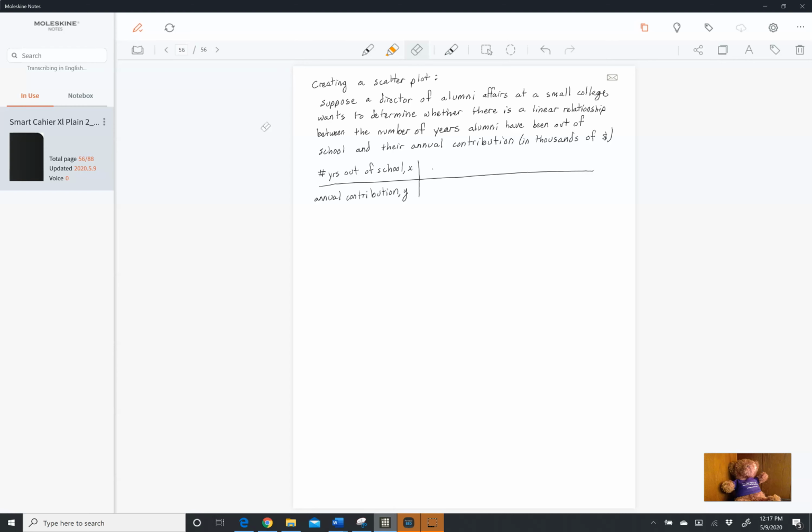So we have 1 year out of school, 10, 5, 15, 3, 24, and 30. Now there's no repeats here. Now you're taking it from a sample. It's certainly possible that there would be repeats, okay? So I'm just going to put that in a different color. There don't happen to be any here, but it's possible that there would be.